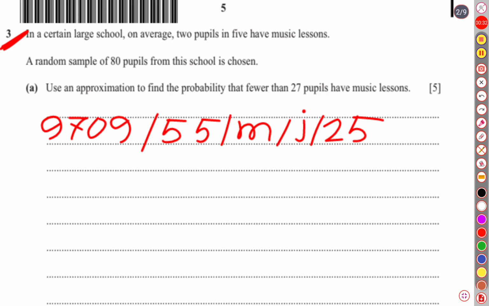In a certain large school, on average, two pupils in five have music lessons. A random sample of 80 pupils from this school is chosen. Use an approximation to find the probability that fewer than 27 pupils have music lessons. So that's all about the question. Now we are going to approximate this normal distribution to binomial distribution. Let's start our solution.